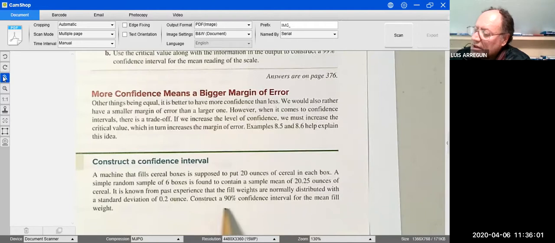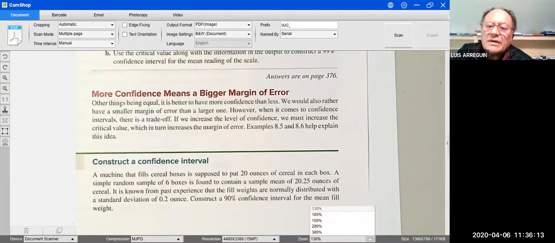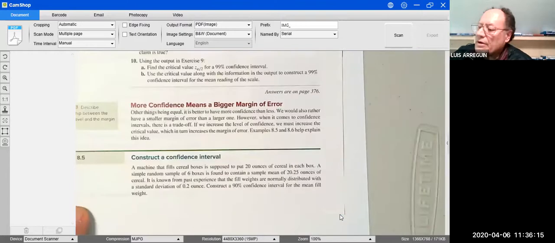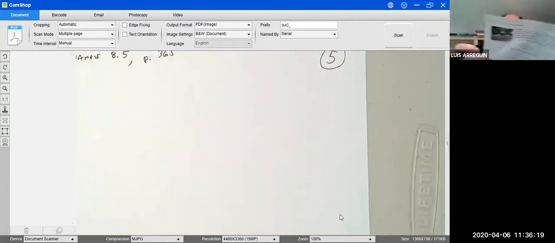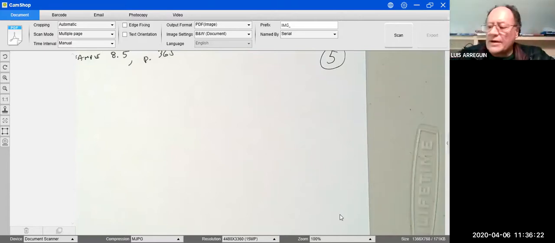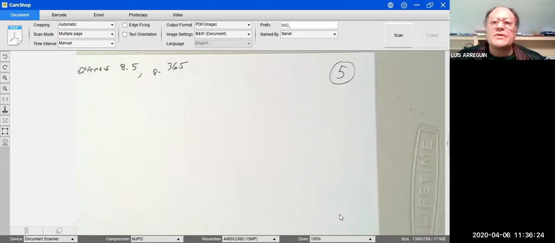So construct a 90% confidence interval for the mean field weight. Again, this is just writing the information in our notes, and then we're going to proceed with the computation. Let's see. So we have the information that is given.